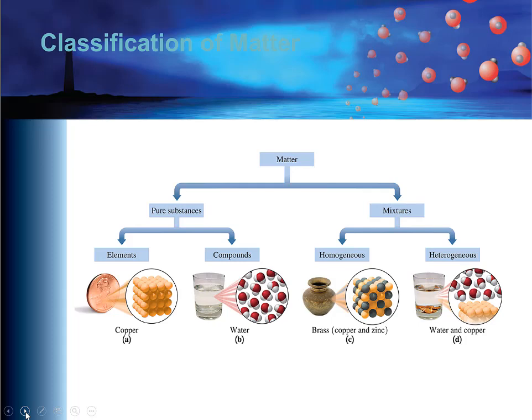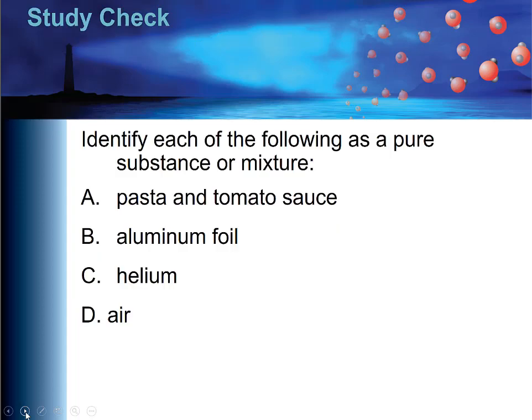Okay, so this is back at our chart. We talked about matter being either pure substances or mixtures. Under pure substances, we talked about elements, which are on the periodic table, and then compounds. And we talked about heterogeneous and homogeneous. All right, so let's do some practice.